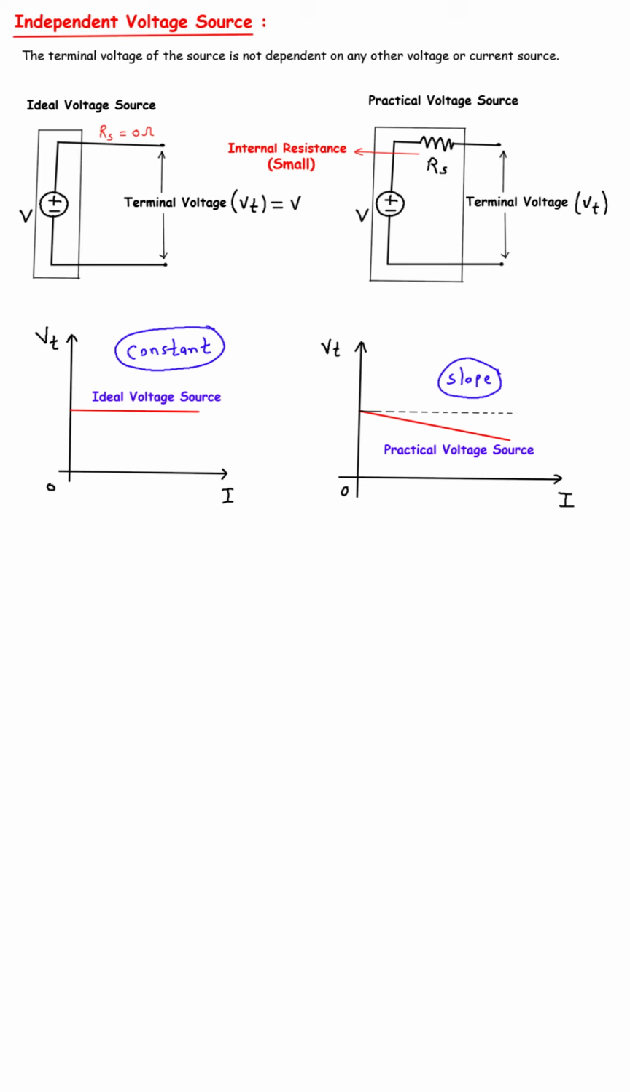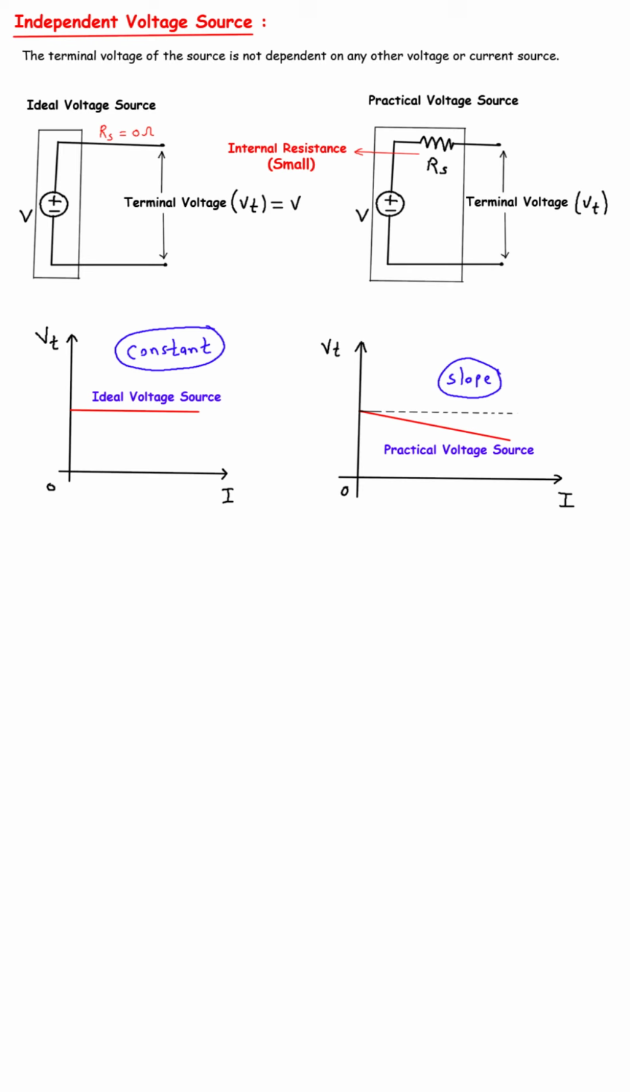Now, there are two types of models we use to understand voltage sources: the ideal voltage source and the practical voltage source. First, let us look at the ideal voltage source. As shown in the diagram on the left, the ideal voltage source is assumed to have zero internal resistance. That means, inside the source, there is no opposition to the flow of current. As a result, the entire voltage appears at the terminals, and there is no drop or loss.